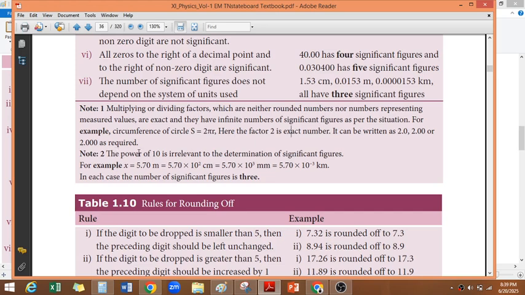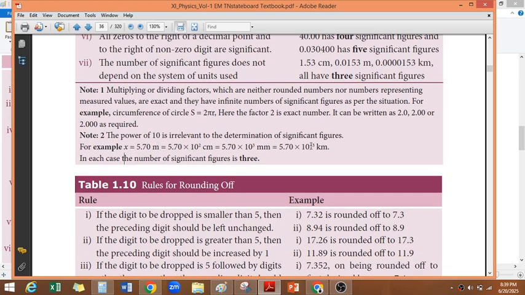Power of 10, I told you, it is irrelevant to the determination of significant figures. So இங்க 10 power 2 இருக்கா, 10 power 3 இருக்கா, 10 power minus 3 இருக்கா, all those things do not matter. What matters is the numbers in front of it. Only that one matters. So இந்த மூணு situationலையும் significant figure is only 5.70 அப்படின்னா 3 is the significant figure in all the 3 cases.